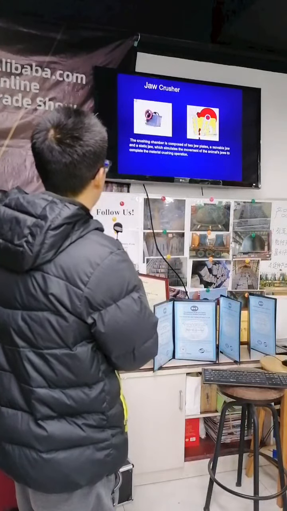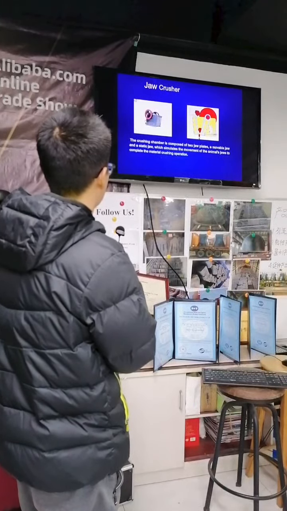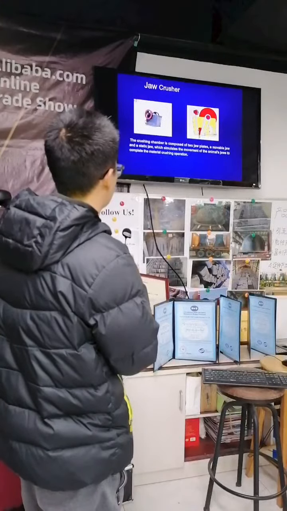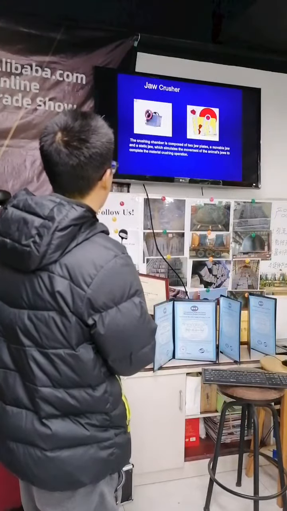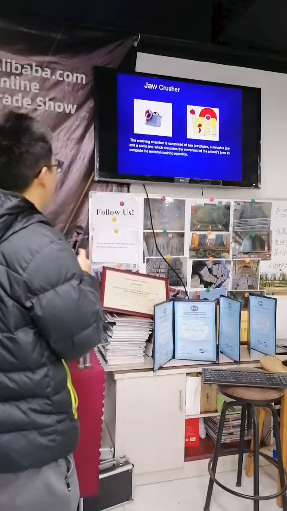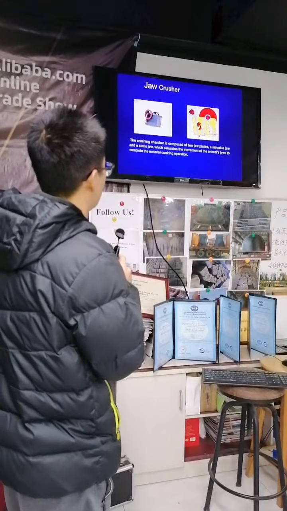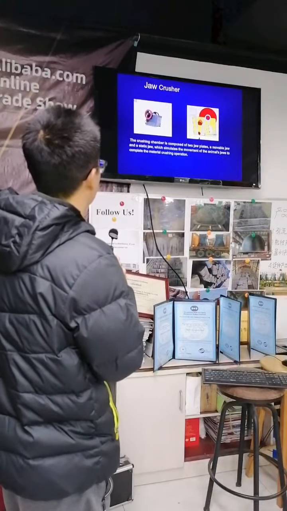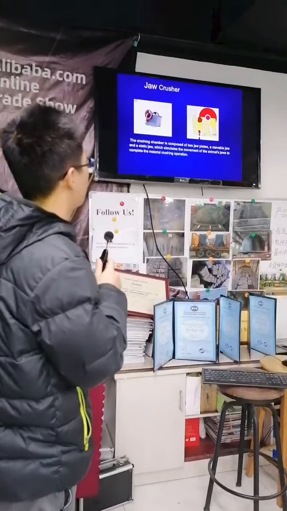Jaw crusher's chamber is composed of 2 jaw plates, a movable jaw and a static jaw, which simulates the movement of the animal's jaws to complete the material crushing operation. The picture on the right shows the working principle of this crusher. You can clearly see the inner structure.